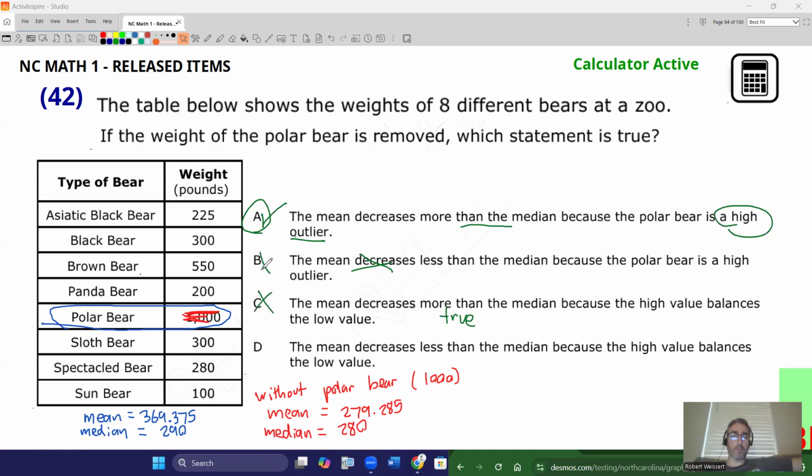So that's not true. And letter D, the mean decreases less than the median, and we know that that's simply not true. It does not decrease less than the median, it decreases more. So the only answer that logically makes sense is going to be answer choice A. And just as a reminder, an outlier is any number that's well above or well below the typical set of data. So this would be considered an outlier because 1000 is well above the next highest number, which is 550.